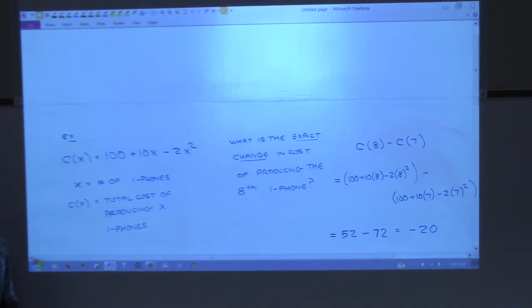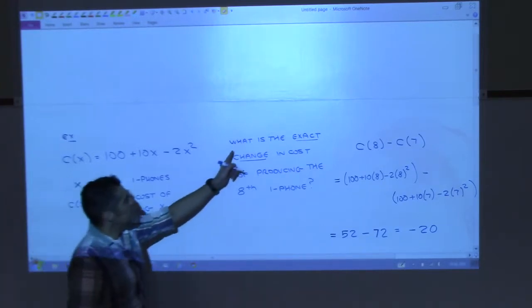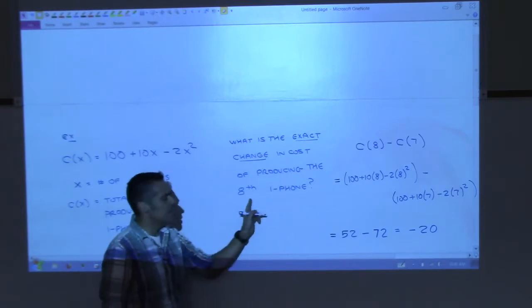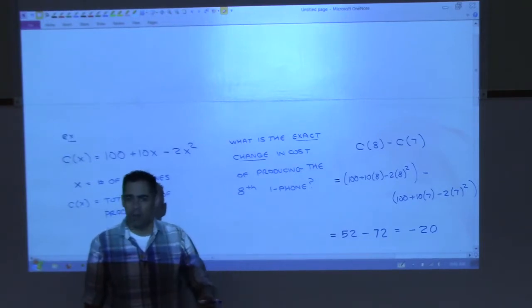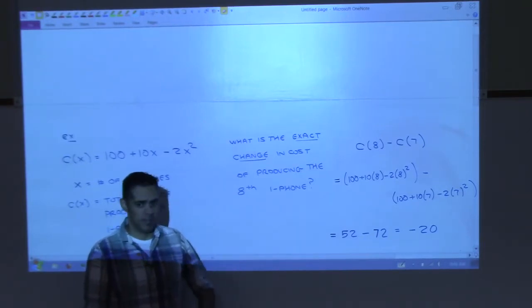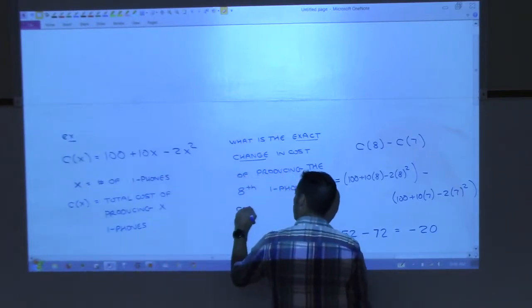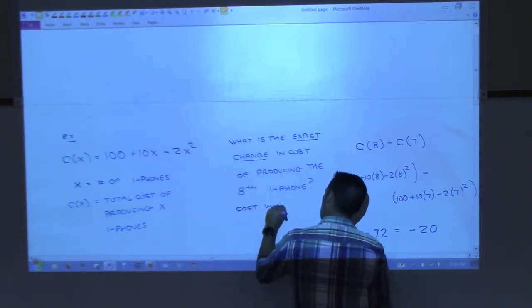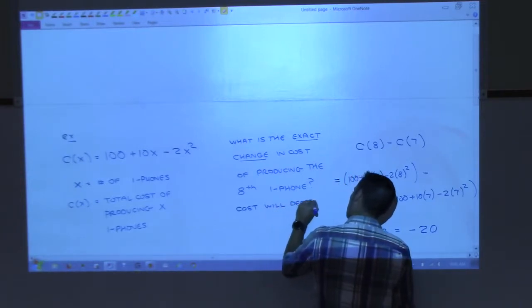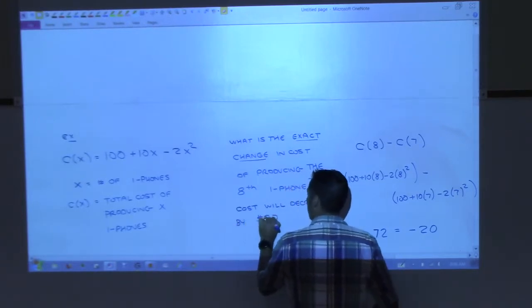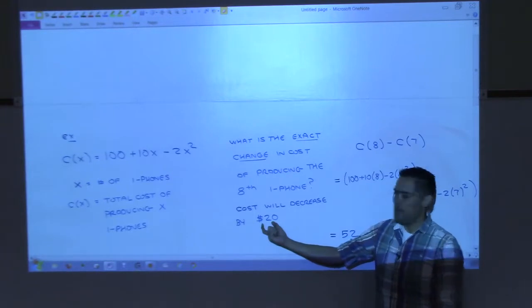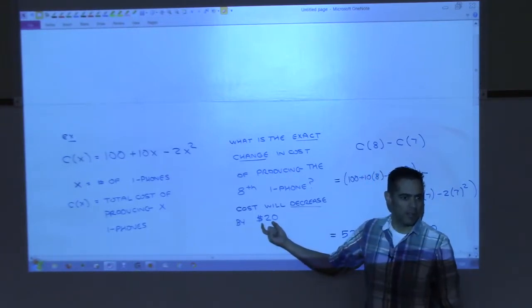What does this mean? The cost is decreasing, right? It said, what is the exact change in cost of producing the 8th iPhone? Well, the exact change in cost is that my cost is going to decrease by $20. Okay? That's it. So I would say the cost will decrease by $20. Notice I'm not putting negative 20. The negative is coming from the fact that I said decrease as opposed to increase. All right?